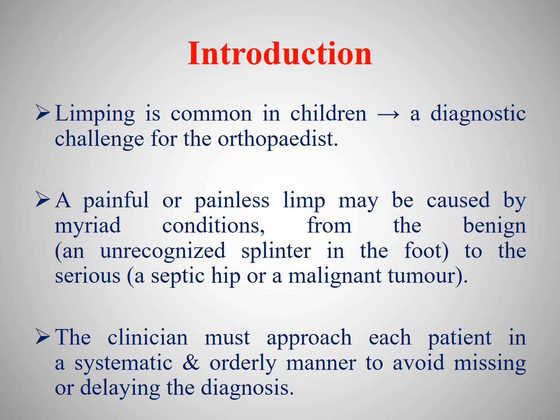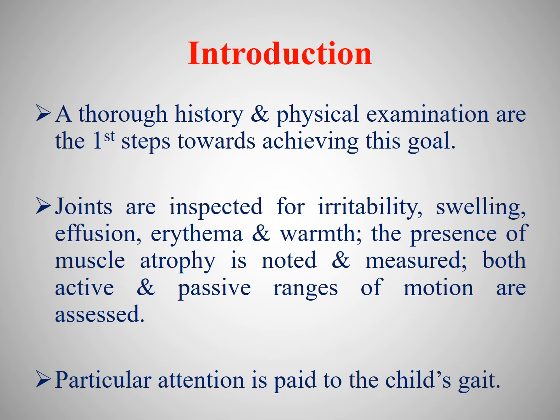The clinician must approach each patient in a systematic and orderly manner to avoid missing or delaying the diagnosis. A thorough history and physical examination are the first step towards achieving this goal. Joints are inspected for irritability, swelling, effusion, erythema, and warmth. The presence of muscle atrophy is noted and measured. Both active and passive ranges of motion are assessed. Particular attention is paid to the child's gait.